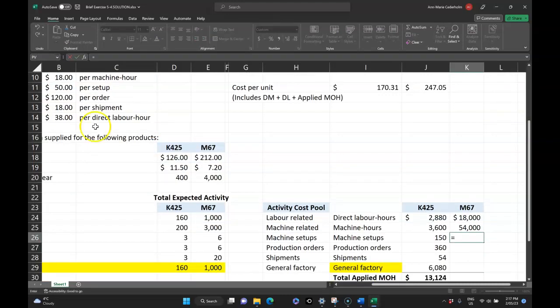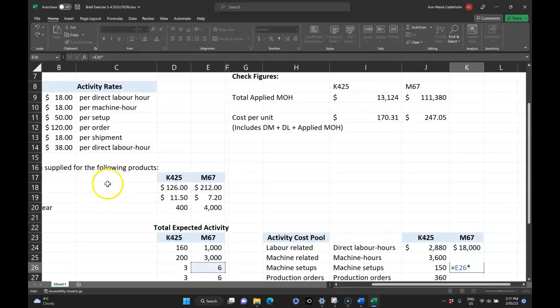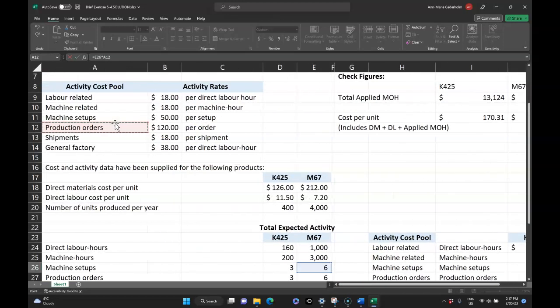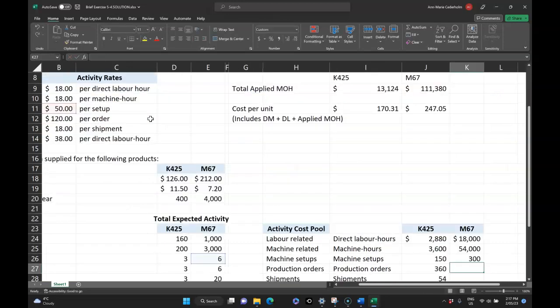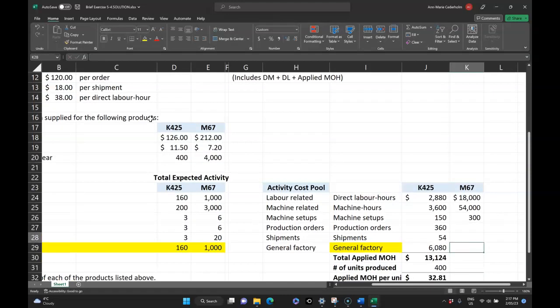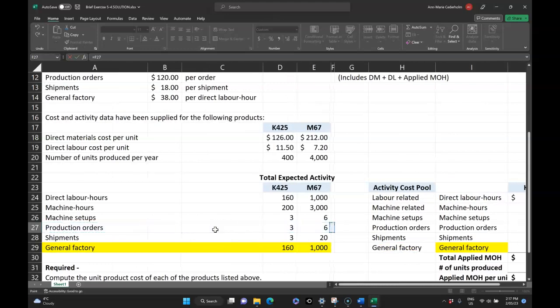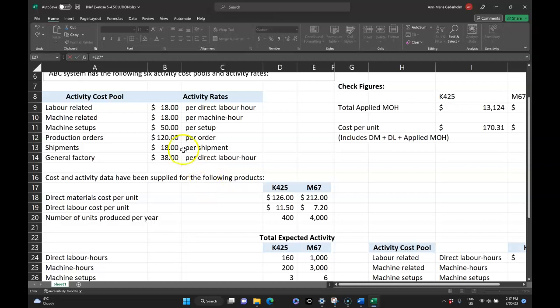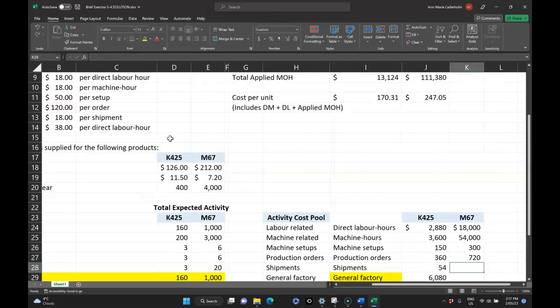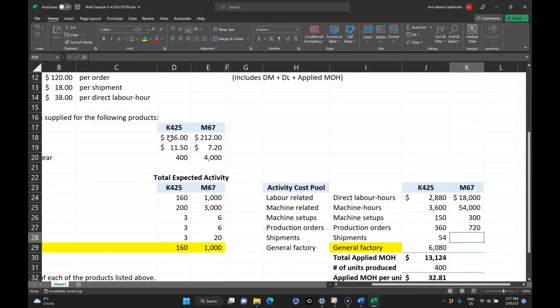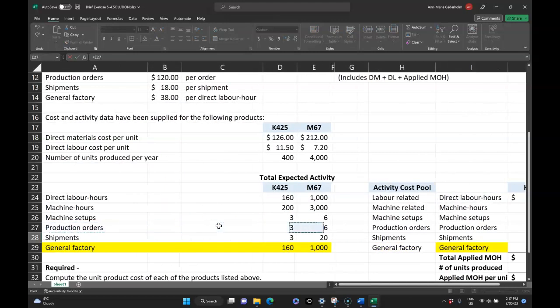Machine setups, I have 6 for M67, and I'm going to multiply 6 setups by $50 per setup. Production orders, I'm going to take 6, and if you move over here, it says what it's for too. So 6 production orders, and it is 120.